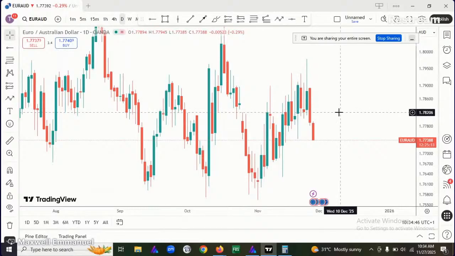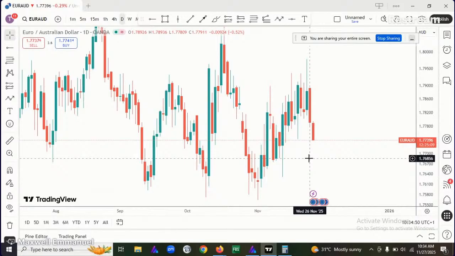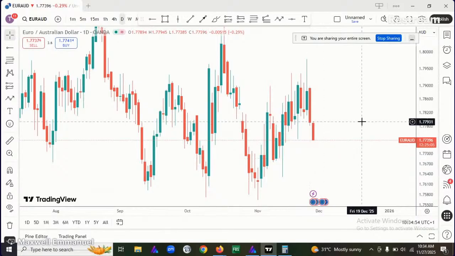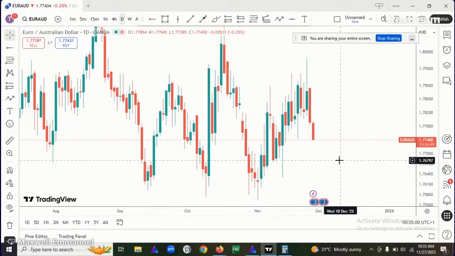Massive sell. It's still selling, selling. I don't see Euro Aussie reversing to the daily average. But this is not the right time to sell, please. This is not the right time to sell. Don't sell Euro Aussie now.